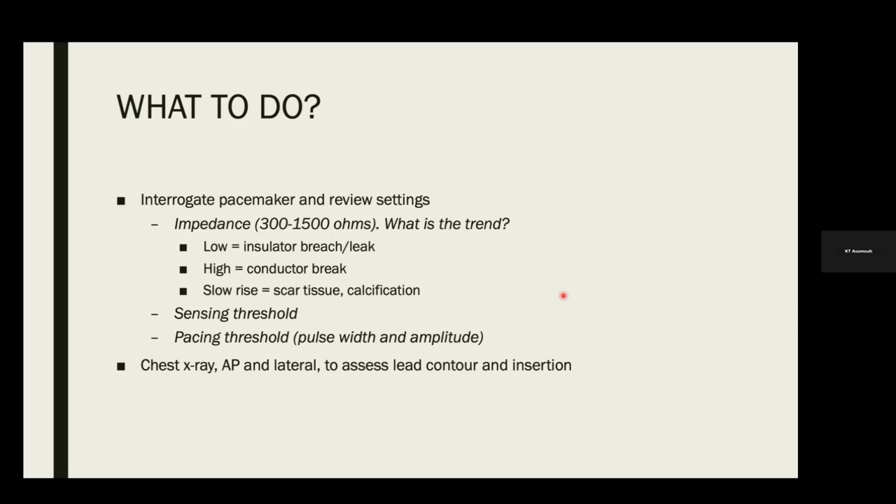Or it could be that you started off with a certain impedance level and all of a sudden it's dropped. So it could be that this is more when you're implanting the pacemaker. It can be that you've punctured the tissue and gone into the ventricular cavity. And so as a result of that, you have a sudden drop in impedance. Then you also check the sensing and then the pacing thresholds. And then you have to do an X-ray, AP and lateral, to assess the leads and make sure that the contour doesn't show a break and that it's still inserted where it's supposed to be.